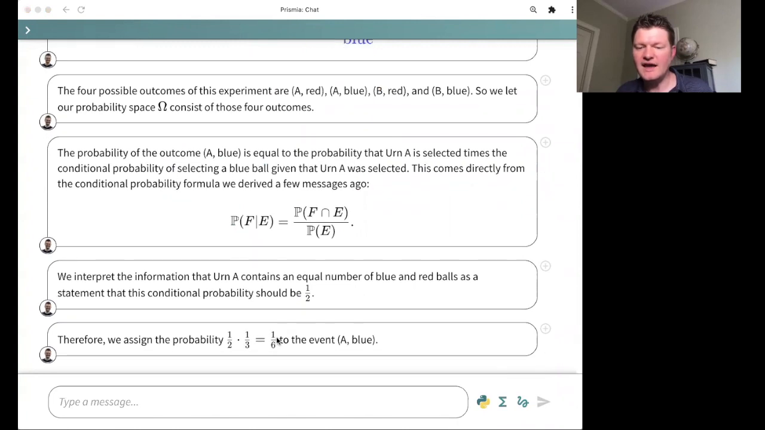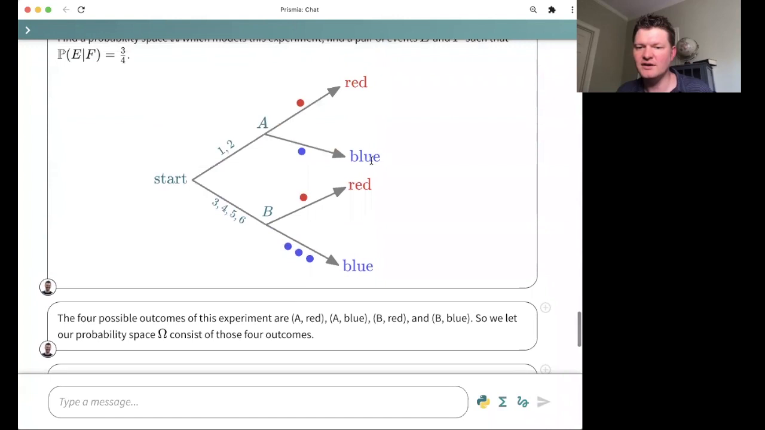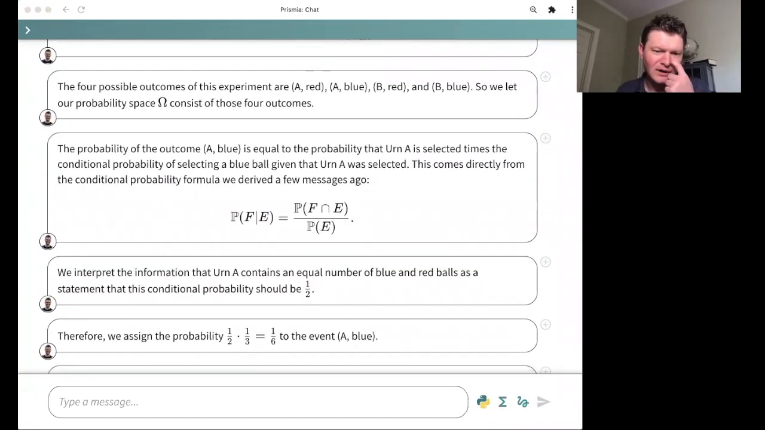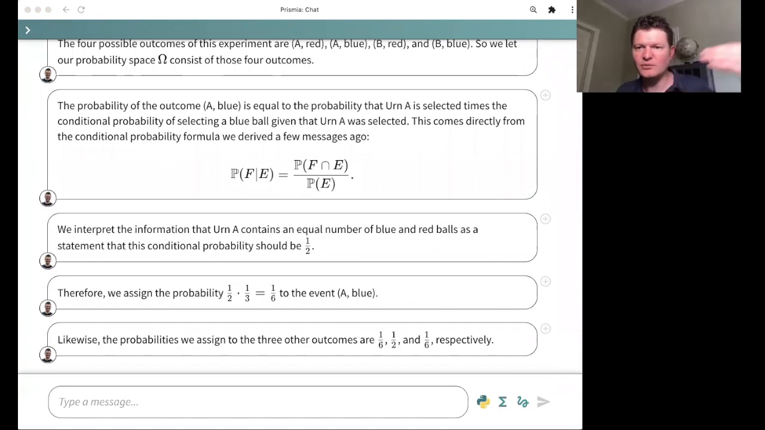So at the end of the day, the actual probability mass function that assigns probability masses to actual outcomes for the experiment is going to have a value of 1/6 for this particular outcome, A comma blue. And if you work out the other three, similarly, just multiplying through this tree, the probabilities that get assigned to the other three outcomes are 1/6, 1/6, and 1/2. So we have 3 probability 1/6 events and 1 probability 1/2 event.